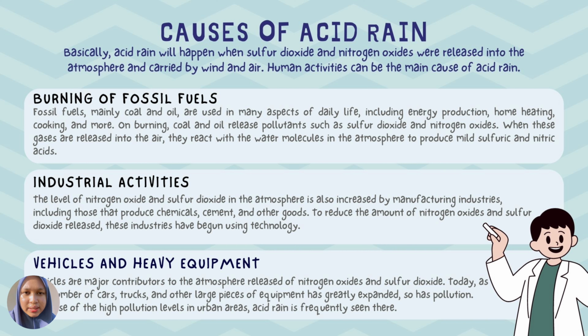Last, vehicles and heavy equipment. Vehicles are major contributors to the atmospheric release of nitrogen oxide and sulfur dioxide. Today, as the number of cars, trucks, and other large pieces of equipment has greatly expanded, so has pollution. Because of the high pollution levels in urban areas, acid rain is frequently seen there.